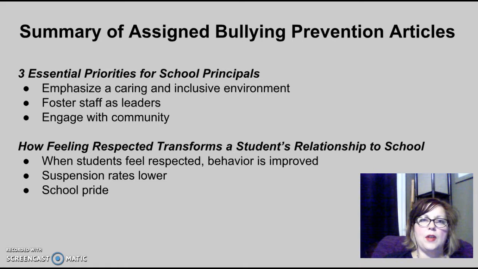So, first, to summarize the assigned articles, we had 3 essential priorities for school principals. It talked about emphasizing a caring and inclusive environment, which means you're going to foster a positive school climate. You want to have open, inviting classrooms. You want to make the school a place where the kids want to be, and you want kids to know that you care about them.